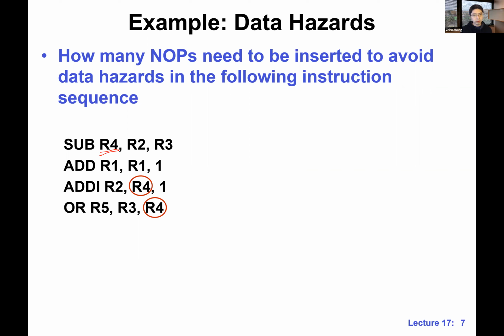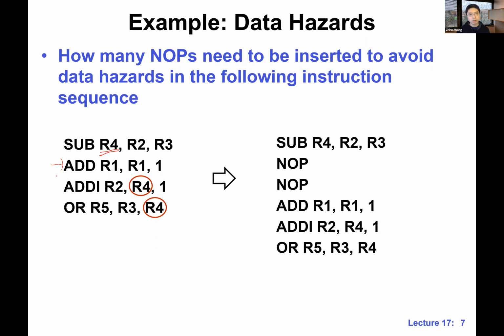In both cases, we are facing a data hazard, because the distance between sub and add I, and also the distance between sub and OR, is not long enough. We actually need to make sure they are at least 3 instructions apart. But we do already have one here. So all we need to do is to just add 2 more. Okay, that's how we can resolve the hazard. The correct answer is 2. I'm glad that most of you got it right. Any questions about this?